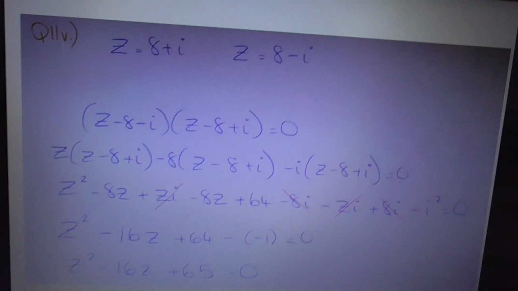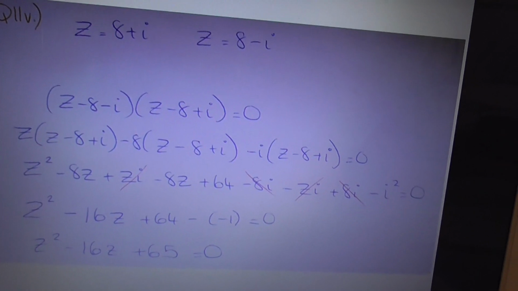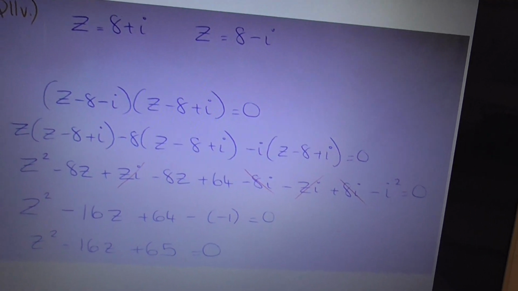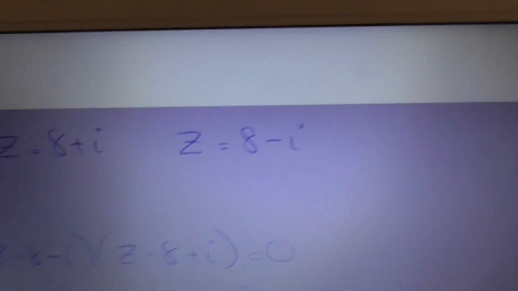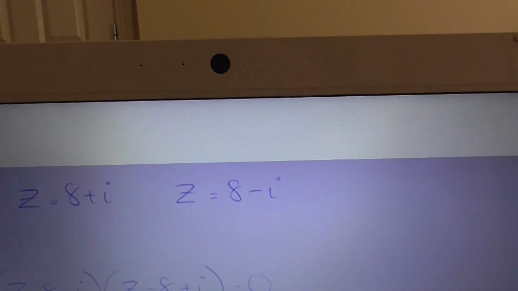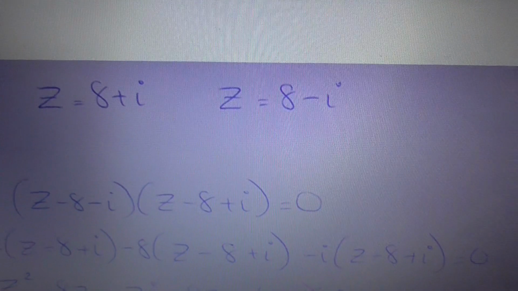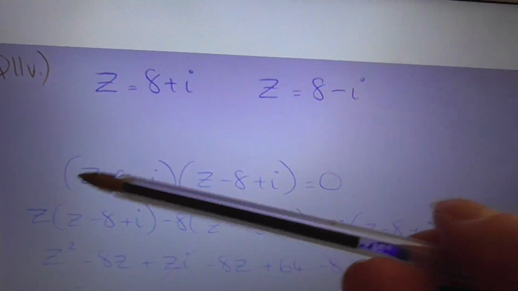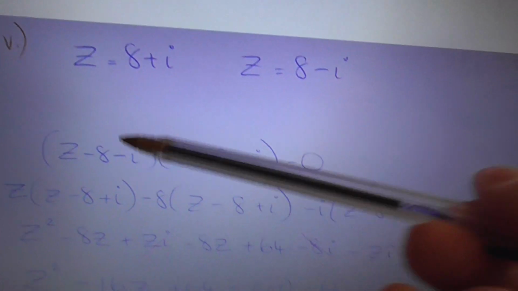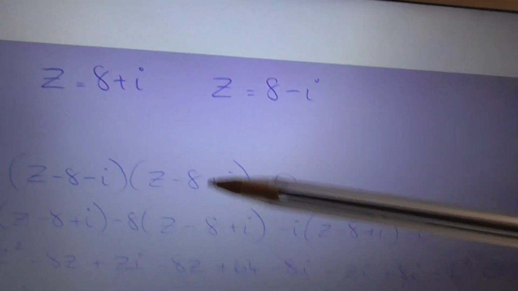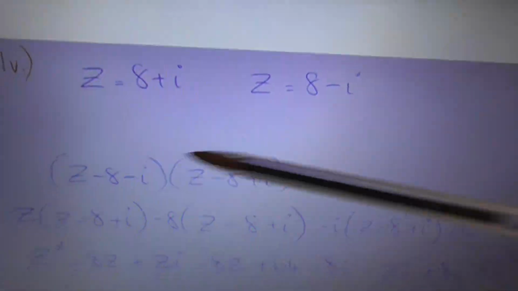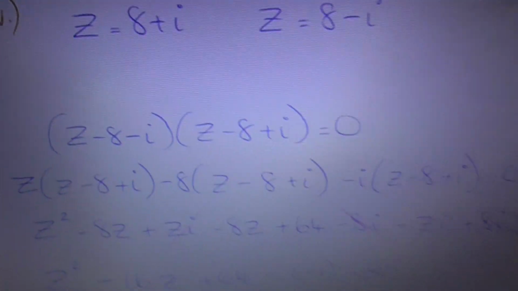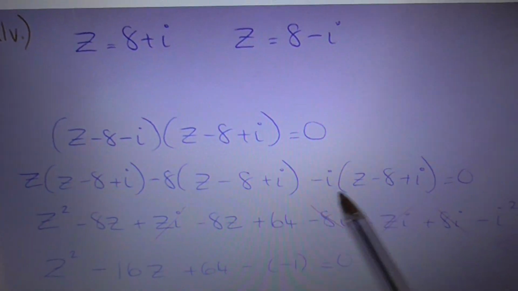Question 11, part 5. Again, it wants us to form a quadratic equation whose roots are 8 plus or minus i. So again, I'm doing method 1. If I know the roots, I know the factors. So I'm bringing over the 8 plus i onto the other side, so I'll get z minus 8 minus i. That's one factor. And bring over the 8 minus i onto the other side, and I'll get z minus 8 plus i. So there are my two factors. Multiply them together, and split the brackets. When I split the brackets, be careful with all of your multiplication.